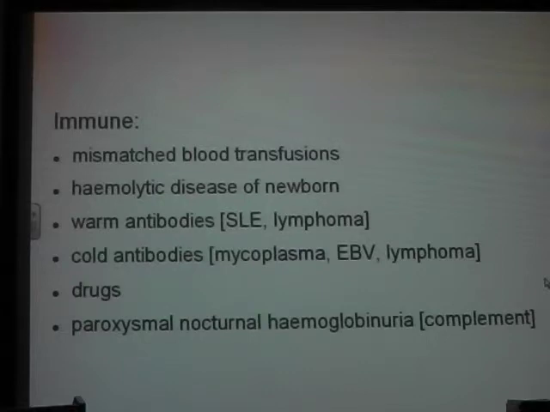Okay, antibodies: you can get warm antibodies, you can get cold antibodies against your red blood cells that are associated with these conditions. It's quite small print. Certain drugs can cause your body to have an allergic autoimmune reaction against your red blood cells. And this last one, paroxysmal nocturnal hemoglobinuria, is basically a problem with complement, and complement breaks down your red blood cells.